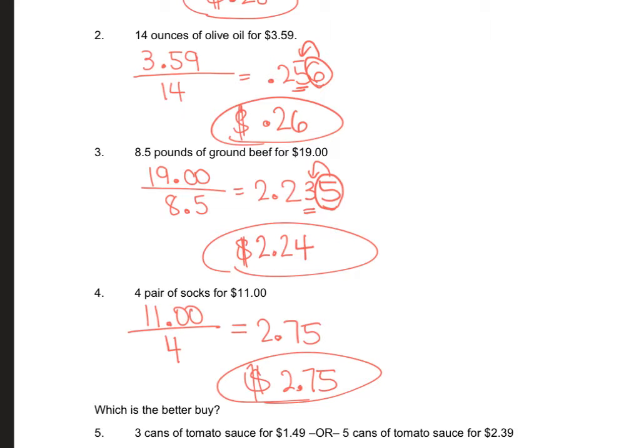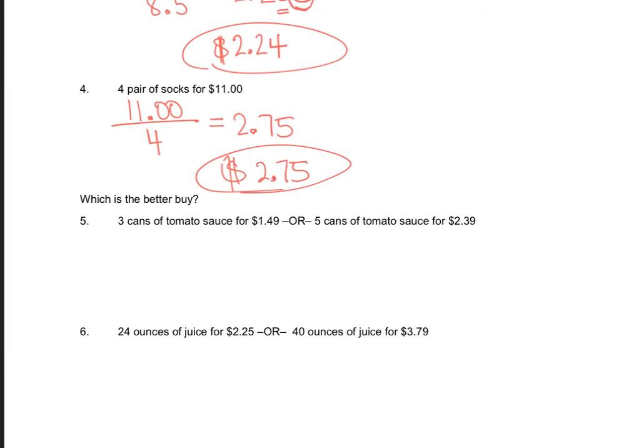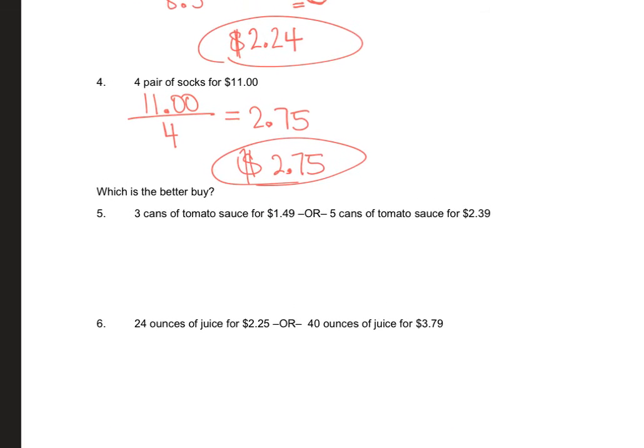just a purchase, okay? Now, how are we going to do a better buy? Well, essentially you're just going to look at comparing two different buys that are a similar item. So we're going to do this for the 3 cans of tomato sauce for $1.49. So $1.49 for 3. So that comes out to be 0.496, and it's actually repeating. So that rounds to 0.50. So that's 50 cents for that one.